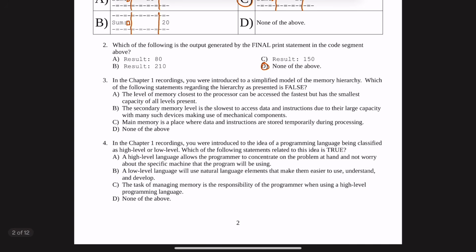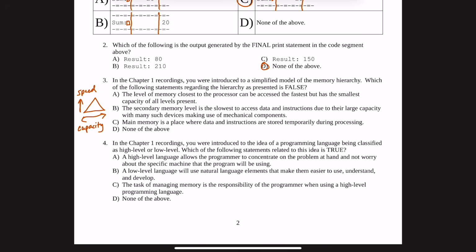Question 3. In the Chapter 1 recordings, you're introduced to the simplified model of the memory hierarchy. So remember, we have this idea of speed as you go up the pyramid, and then as you go down the pyramid, you get more capacity at the widest point. So, which of these is false?